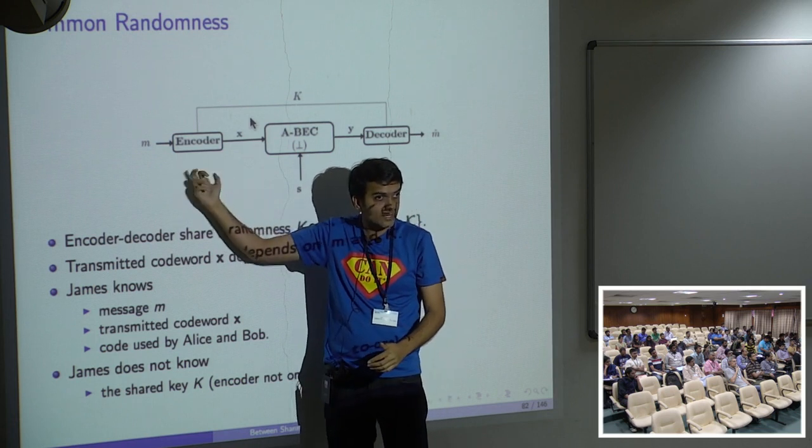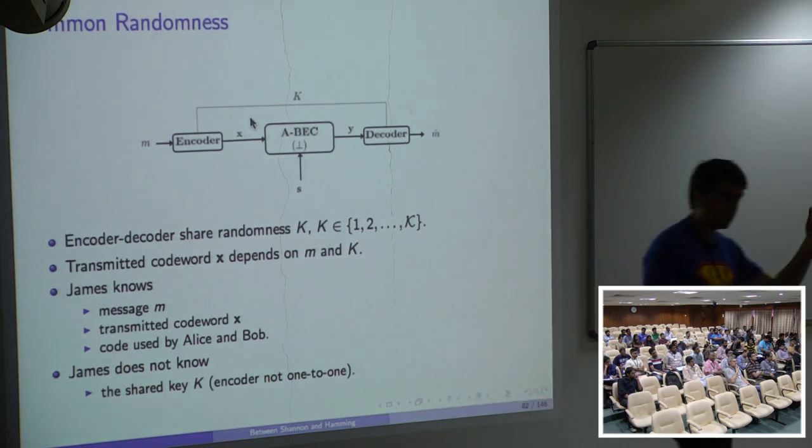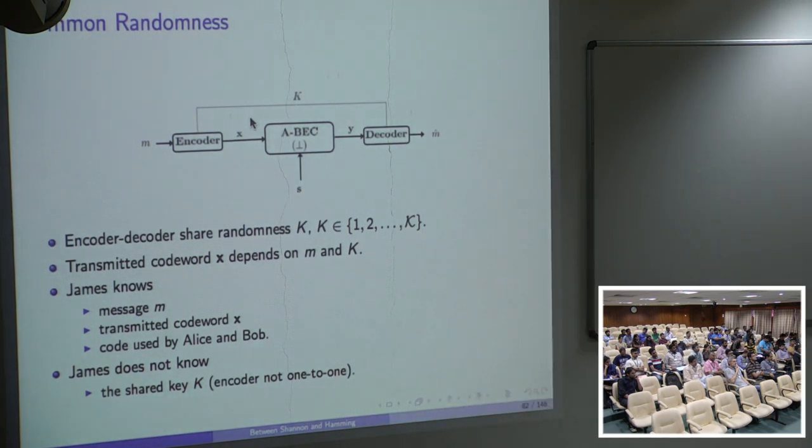But it's going to be critical that the message to codeword mapping not be one-to-one. For the same message and the same output codeword, there are potentially many different keys that could have been used to generate this particular M to X mapping, and that will be somehow critical. That will be what we'll be using here.